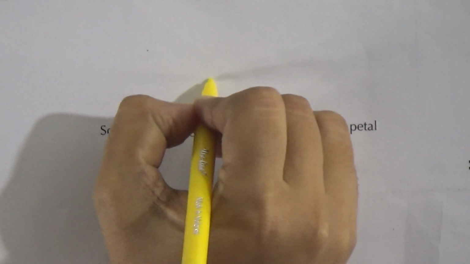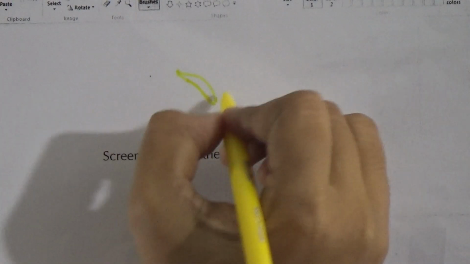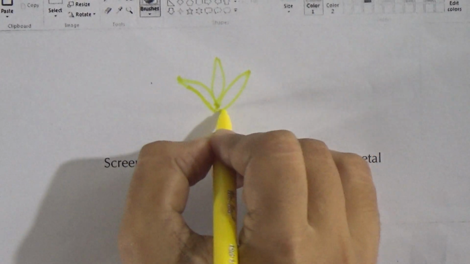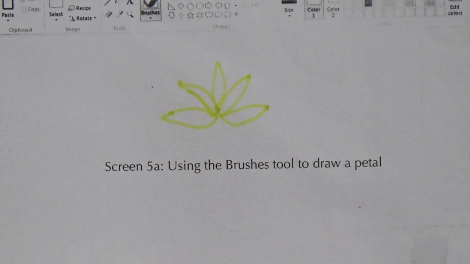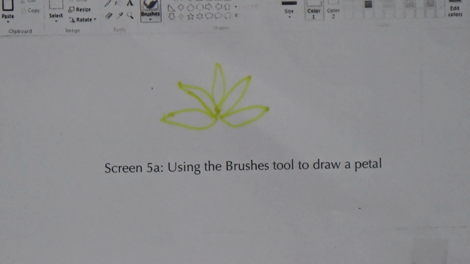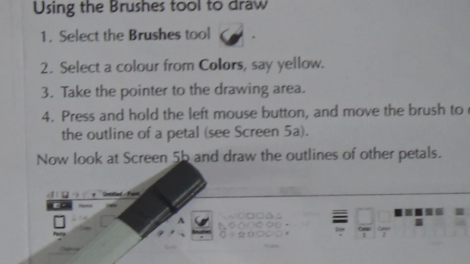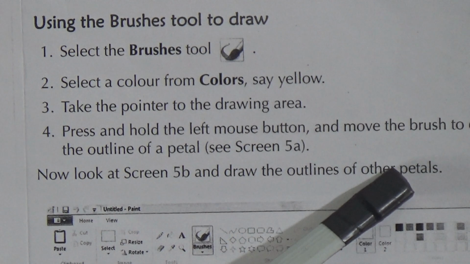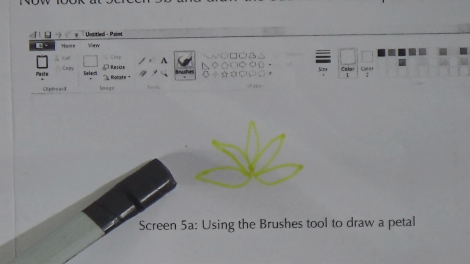Now look, using the yellow color, or you can draw many more, the petal of a flower. So now look at the screen 5B. I mean, in your book, it is page number 38, and draw the outlines of other petals. So you can draw the outlines of other petals using the yellow color.